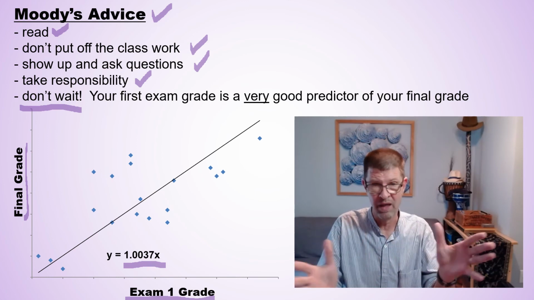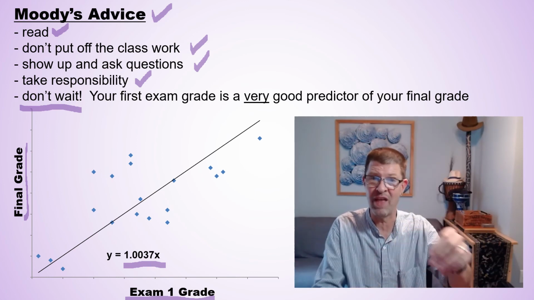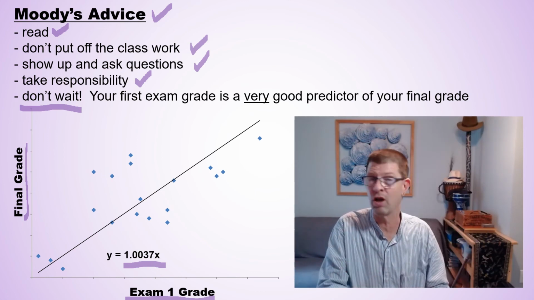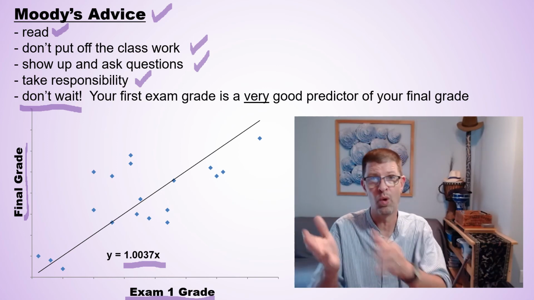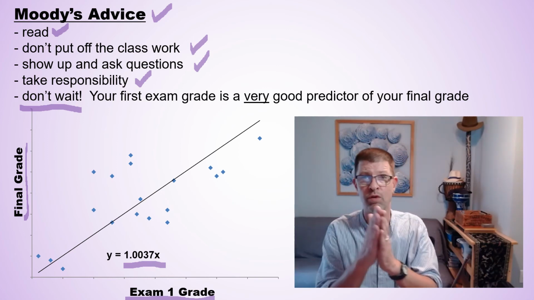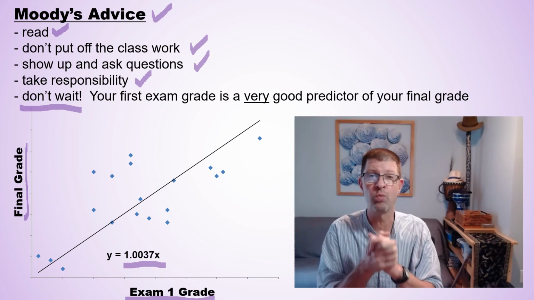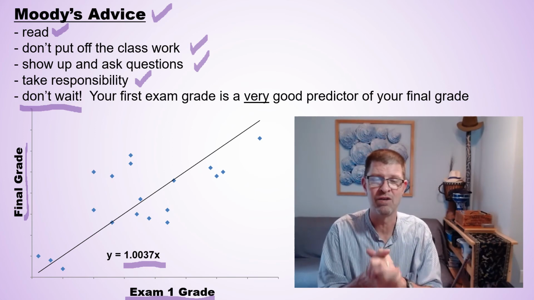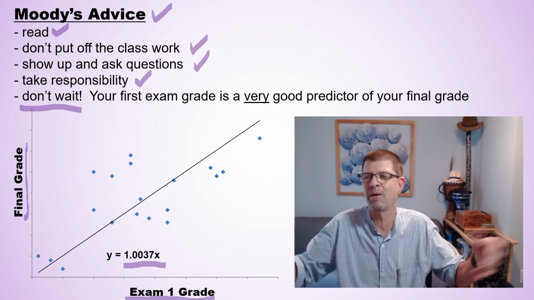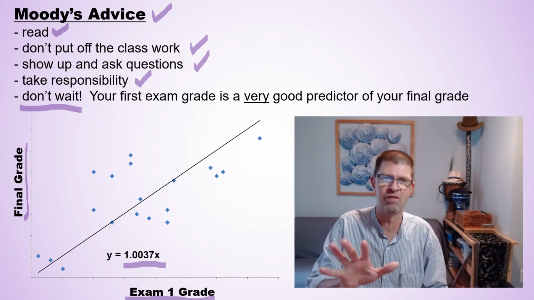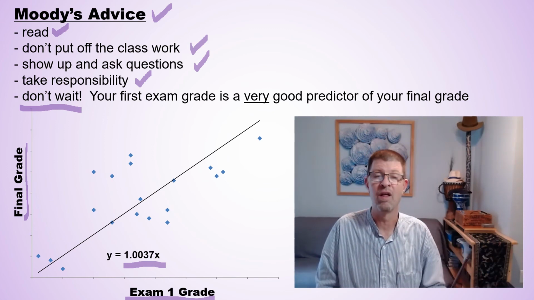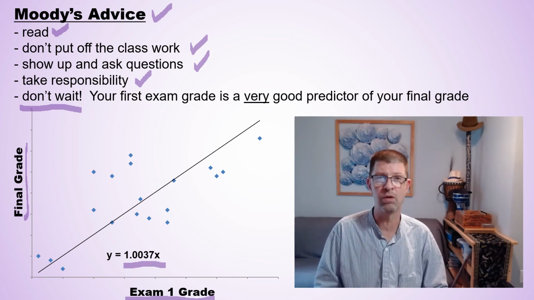Now I know there's points that aren't on that line, but the average of all of those points is a line where grade 1 equals grade for the course. Don't play chicken with me, okay? Don't say, I don't think I'm going to put in the effort, I'm going to wait to see how hard this is. That's not going to help you out at all. I really want you to not wait and get engaged with this material as quickly as you can.